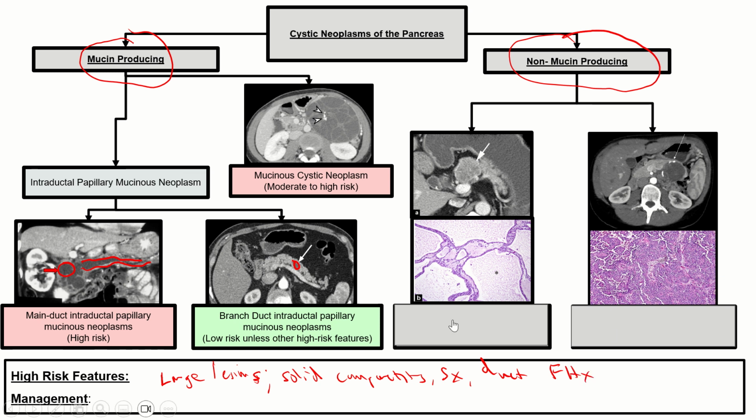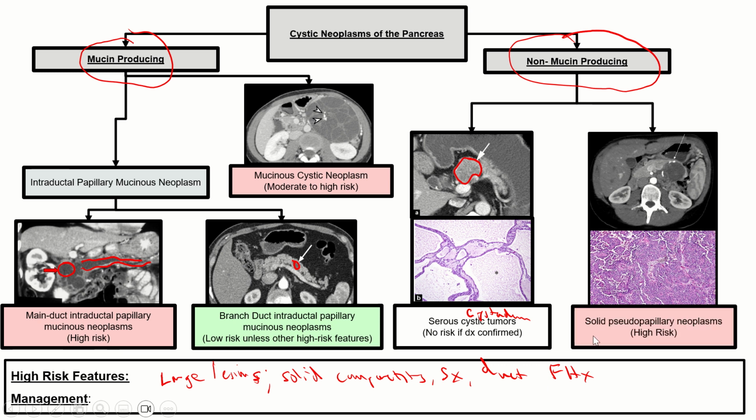Next is non-mucin producing. First one we'll go into is this one here. Now this is really your only non-risk lesion, the serous cystic tumor, also called serous cystadenoma. If the imaging is totally consistent with cystadenoma and the radiologist is sure, you really don't need to worry too much. You don't need to follow this up with imaging. You can just say it's a no-risk lesion.